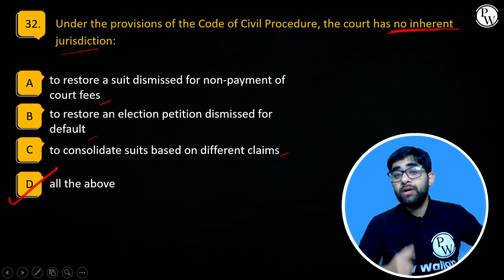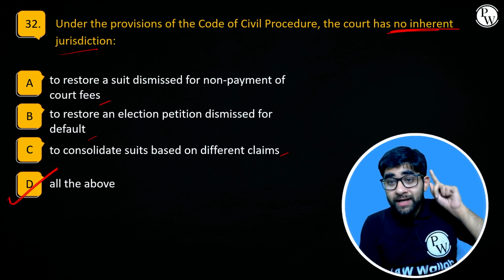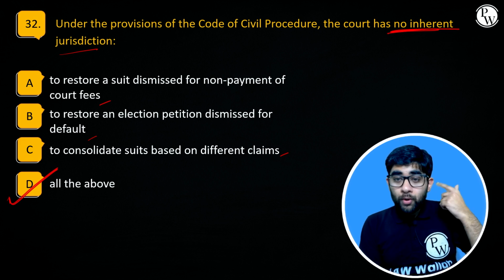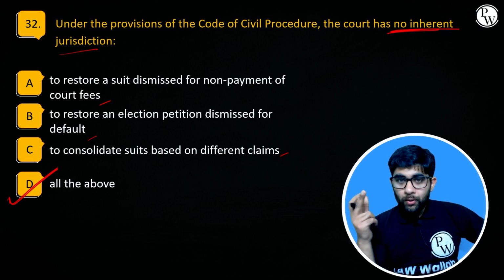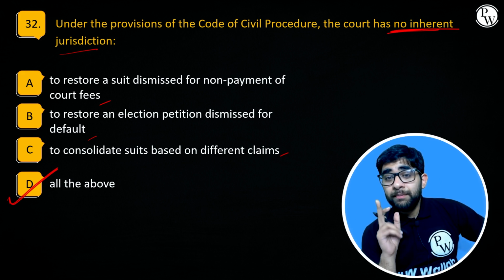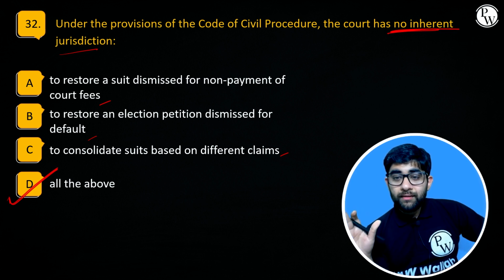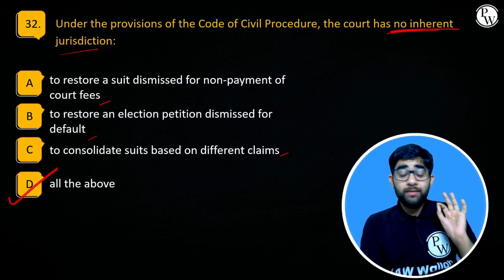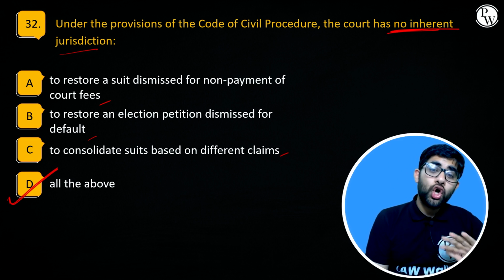Inherent jurisdiction does not include the power to restore a suit that has been dismissed for non-payment of court fees. Example, it is a decree. Since it is a decree, it is an appealable decree. The party has to approach the higher courts because the legal remedy available to him is appeal in the higher court. To restore an election petition dismissed for default, the power of the trial court is finished and it has to go for another remedy. Third, to consolidate suits based on different claims, again it is not in the power of the trial court, it is an exception. Again, these answers all are correct. That is, the answer is all of the above.